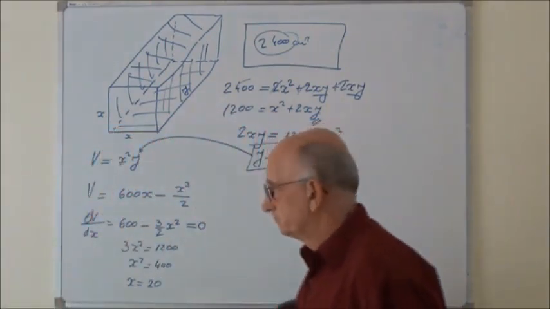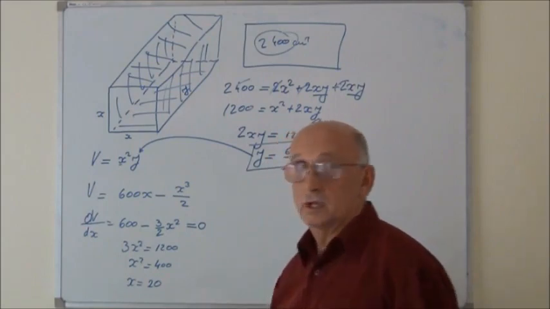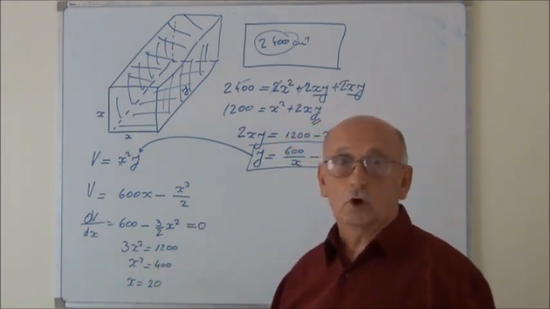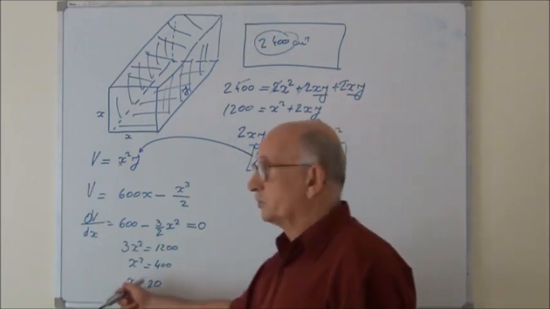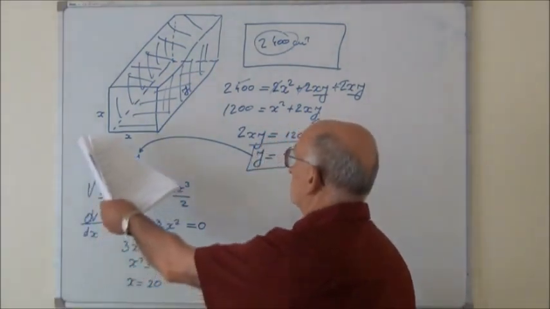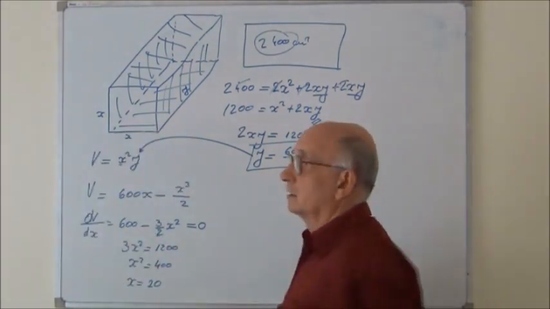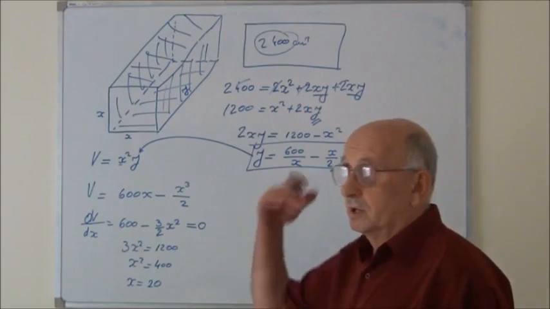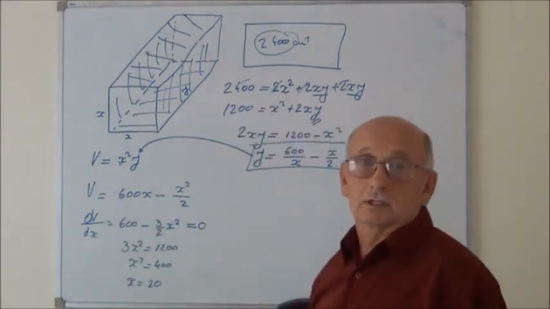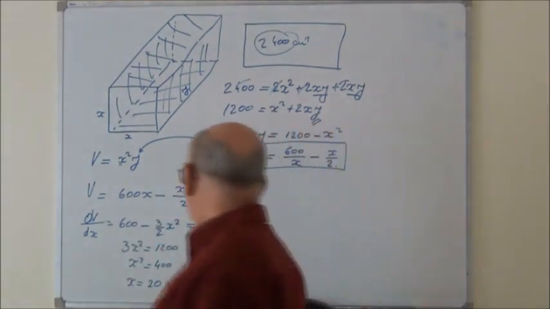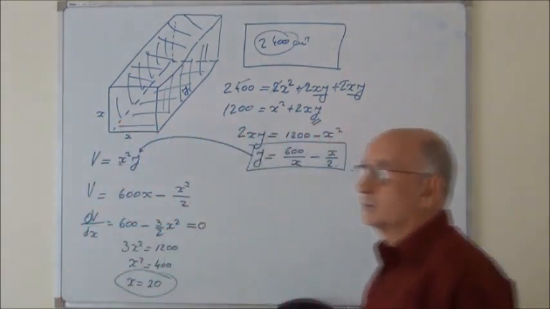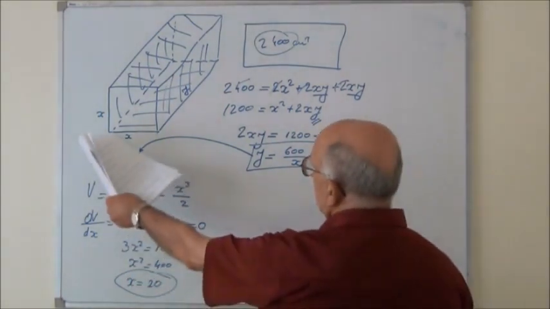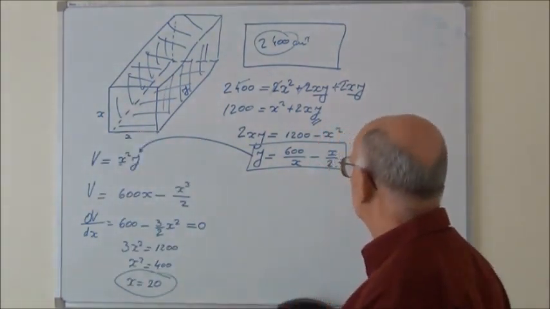Again here, the square root of 400 is plus or minus 20, but we can't take the minus because x is the length of this line here, and how can it be negative? So I'll forget about the negative number, and I'll concentrate just on the positive number. So one dimension, x, is 20.